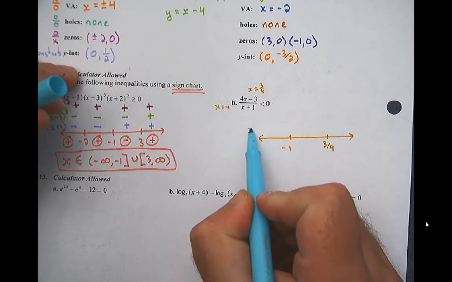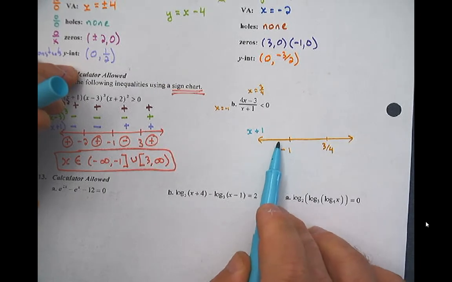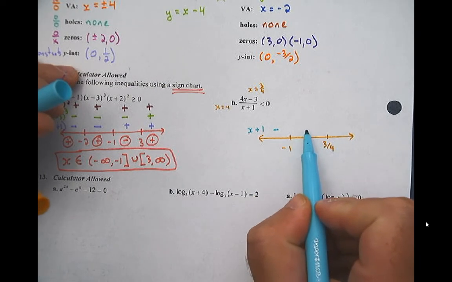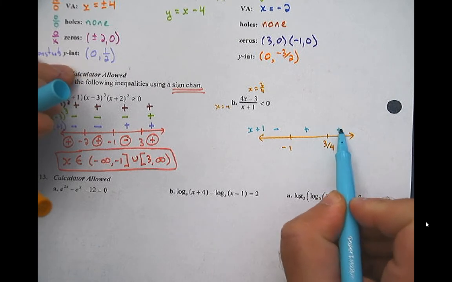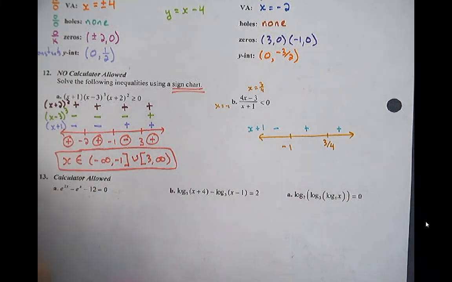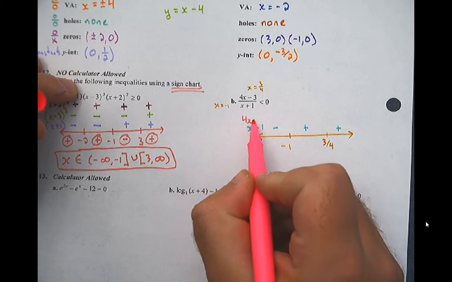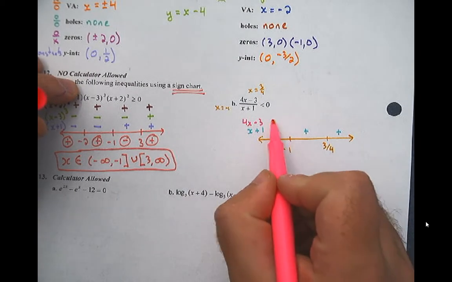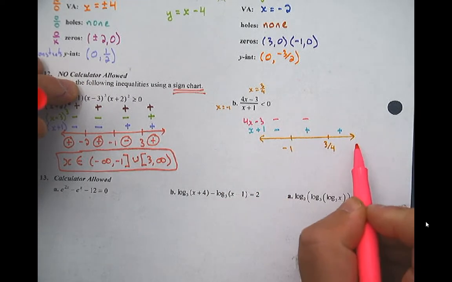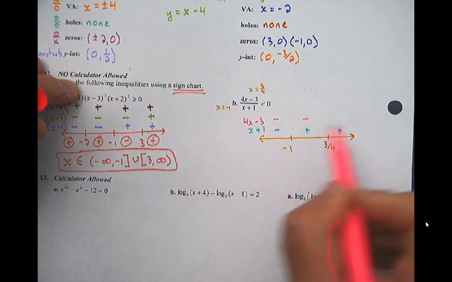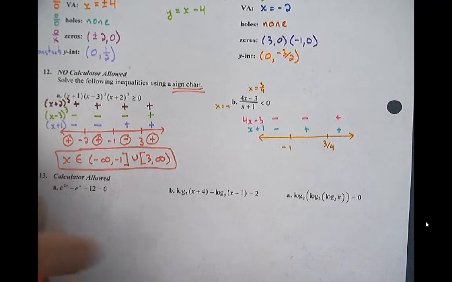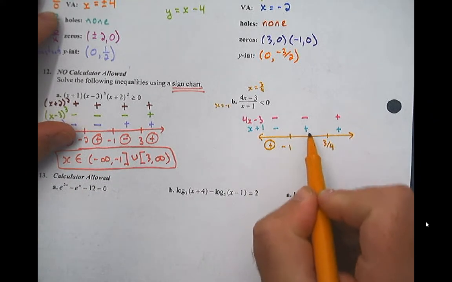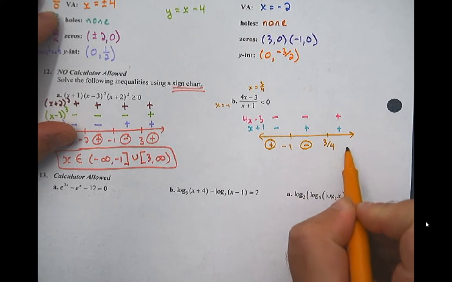So x plus 1. If you pick something smaller than negative 1, you're going to get a negative when you plug it into x plus 1. I plug in 0, I get a positive. I plug in 1,000,000, I get a positive. I'm going to do the same thing with 4x minus 3. Negative 1,000,000,000 would be negative. 0 would be negative. 1,000,000,000, 4 times 1,000,000,000 minus 3 would be positive. Okay, a negative times a negative is a positive. A negative times a positive is a negative. Positive and a positive is a positive.